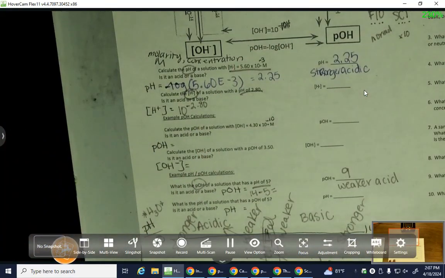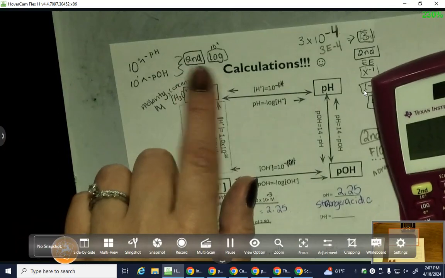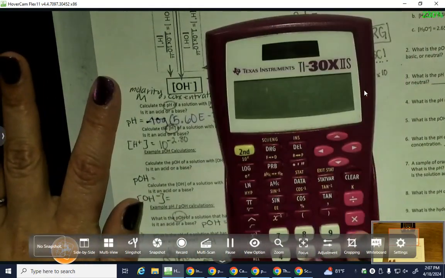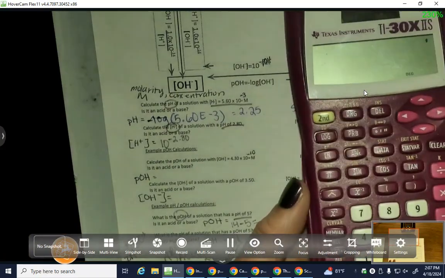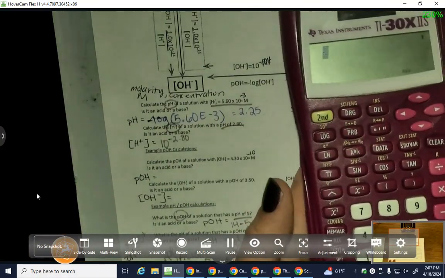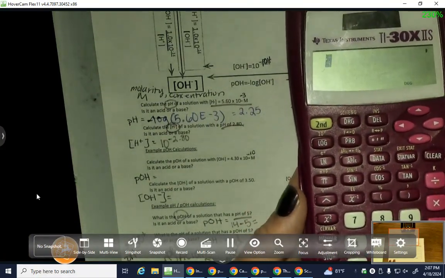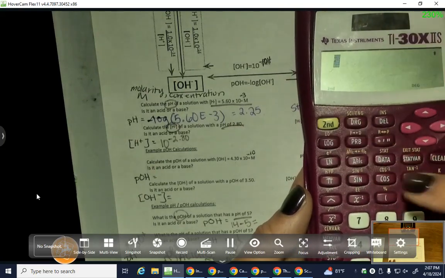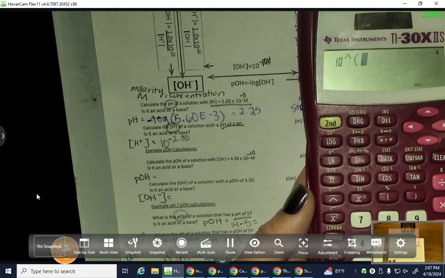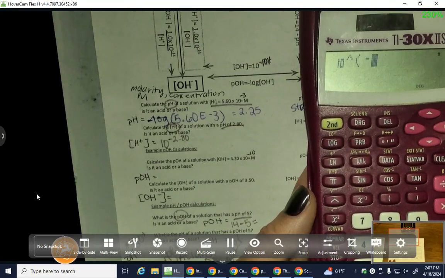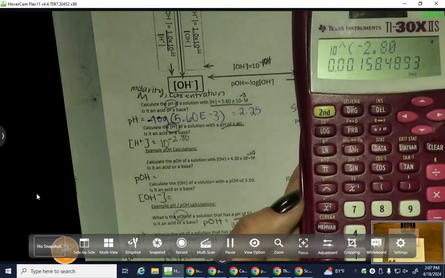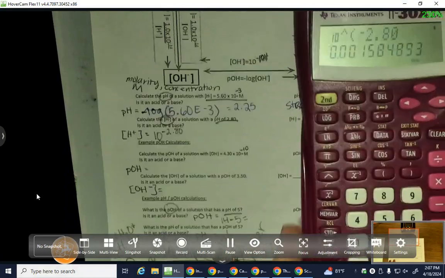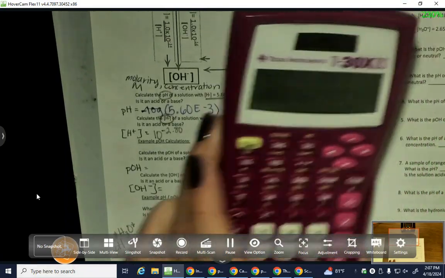On our calculator, we're going to use that second log. The negatives do matter. Remember, it's about moving that decimal. We're dealing with smaller concentrations. So second log, and then negative 2.80, and I get this as my answer. So you have 2 options. You can write that as your answer.